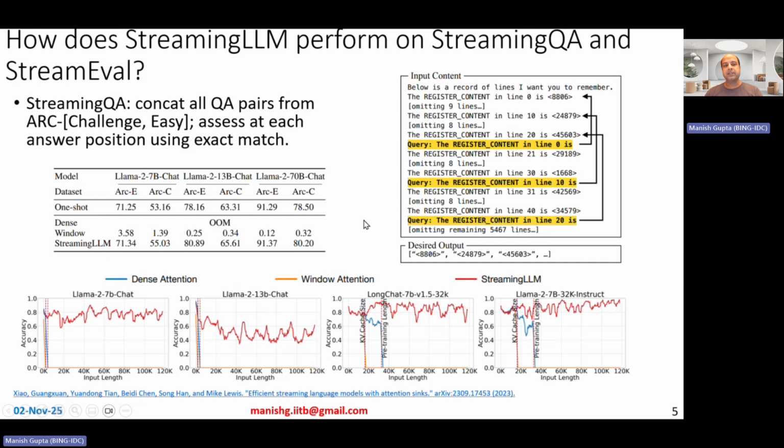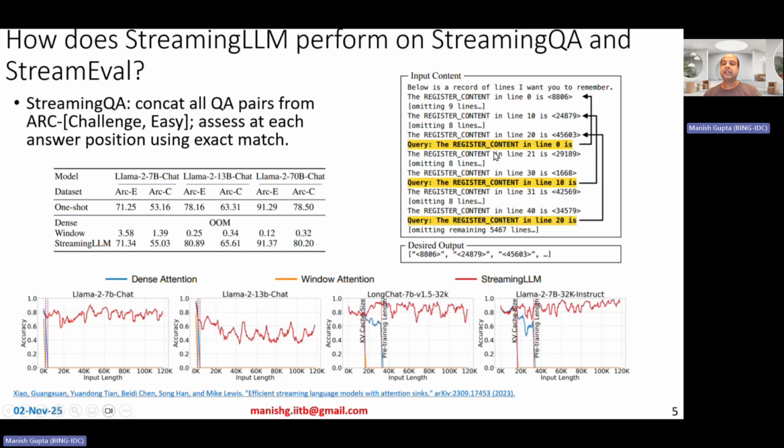The other evaluation that they do is on this StreamEval benchmark. The StreamEval benchmark is where you create a sample of this kind. This is one of those samples where you say, below is a record of lines I want you to remember. You give like 20 lines, and you give some numbers, some values for it to remember across these 20 lines. After the 20th line, you ask, hey, what was the content in line 0? So you ask it for the content 20 lines back in time.